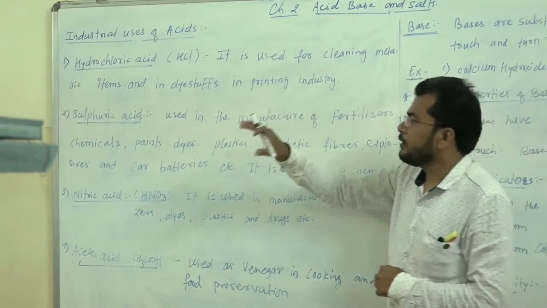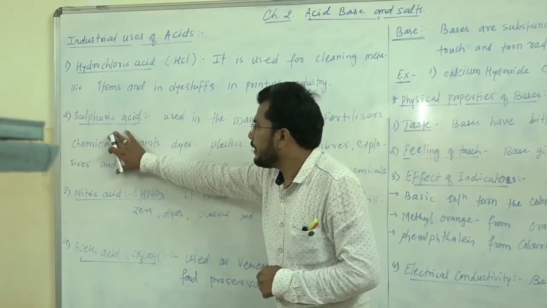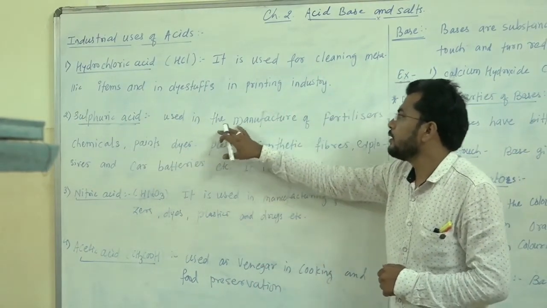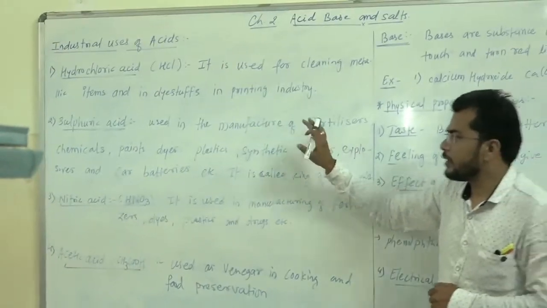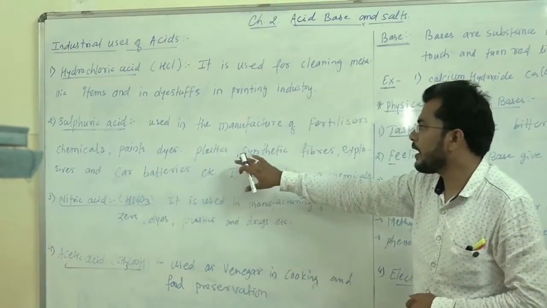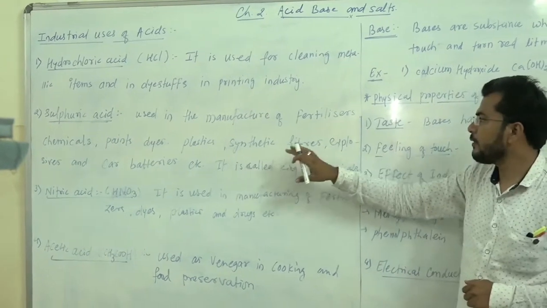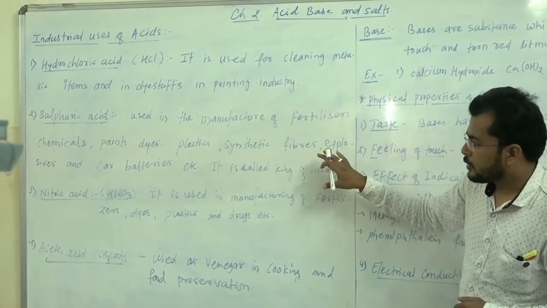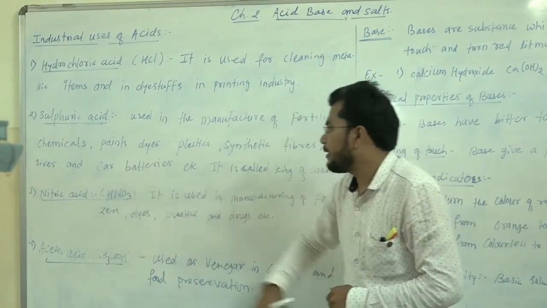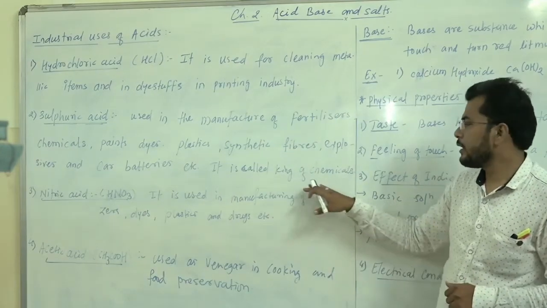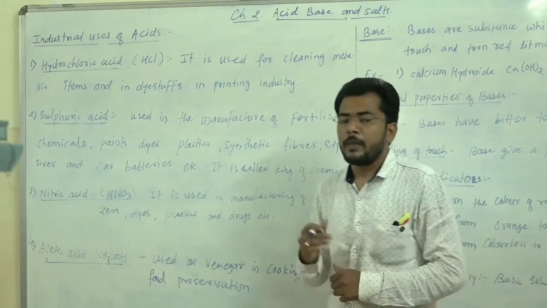Okay. Second, sulfuric acid. Sulfuric acid is used in the manufacturing of fertilizers, chemicals, paints, dyes, plastics, synthetic fibers, explosives and car batteries, etc. It is called the king of chemicals.